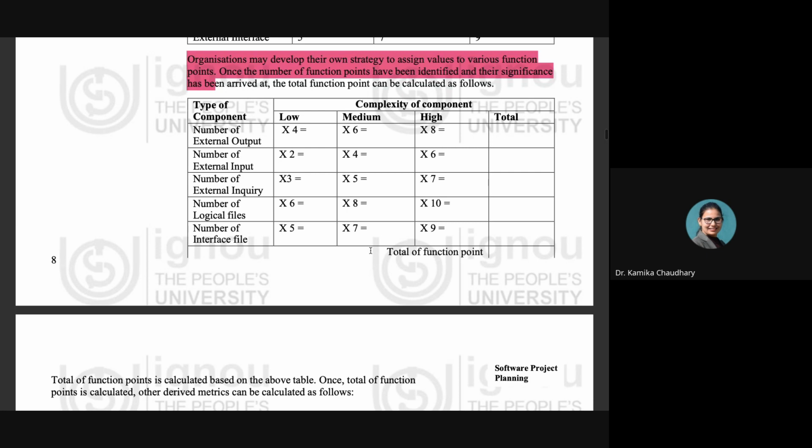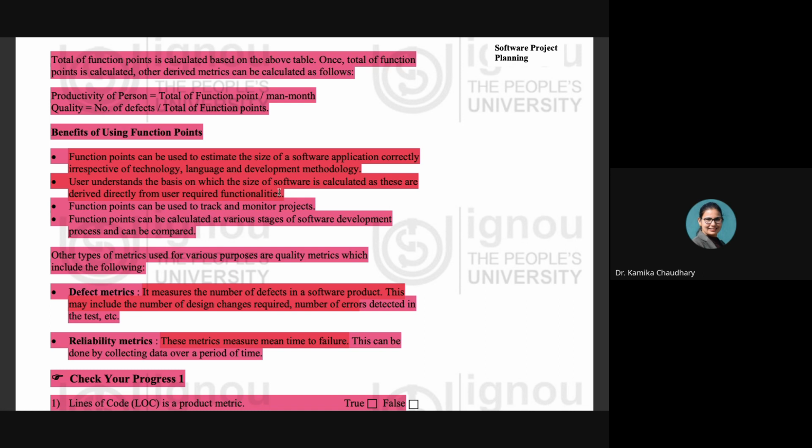Second, the user understands the basis on which the size of the software is calculated, as these are derived directly from the user required functionalities. Third, function point can be used to track and monitor the projects; in which stage the project is working and how the project work is going on is also calculated with the help of the function point, or a track record can be maintained in that case.